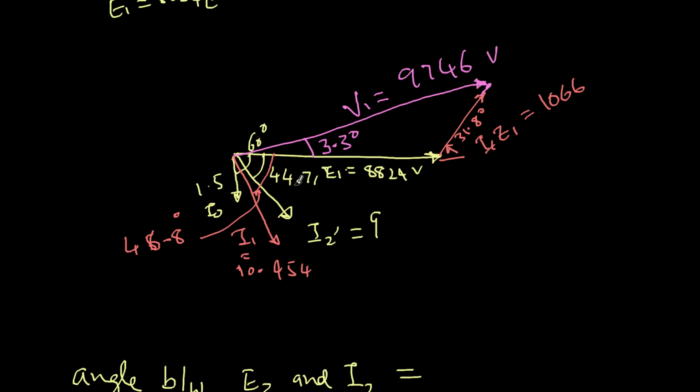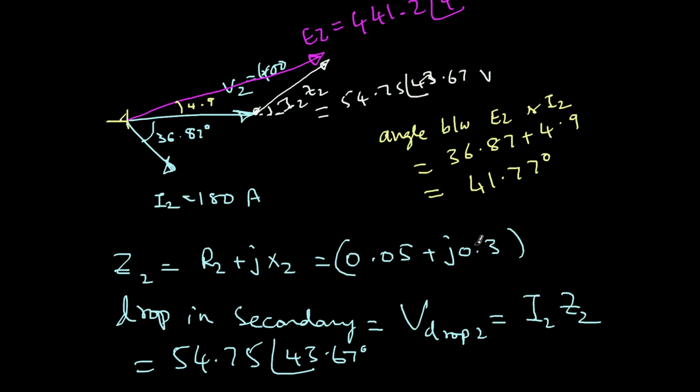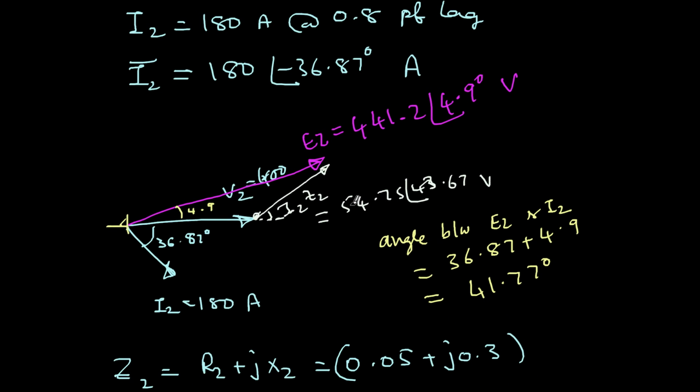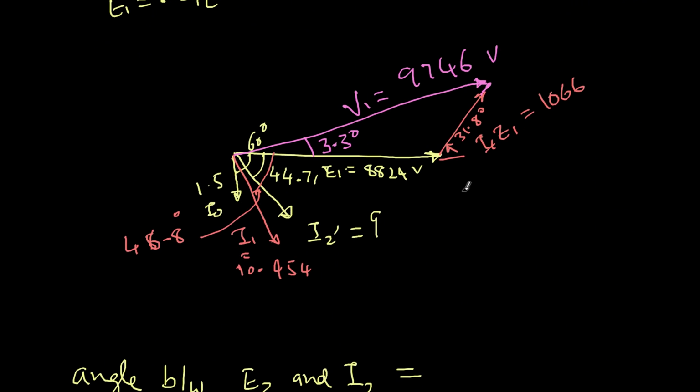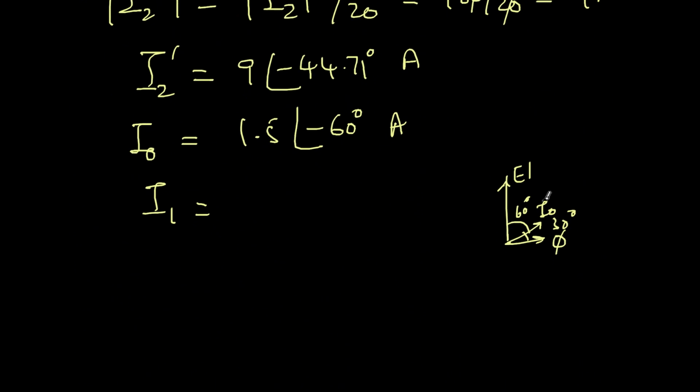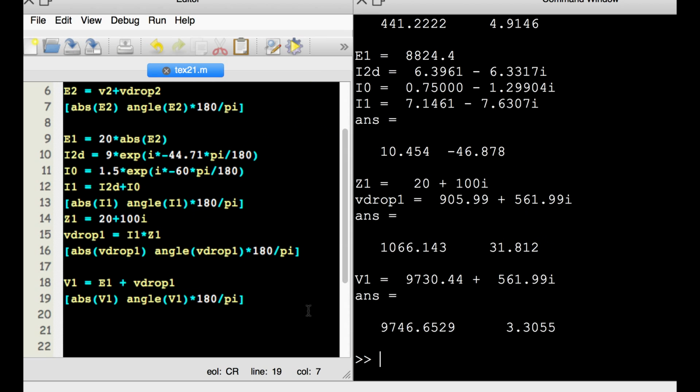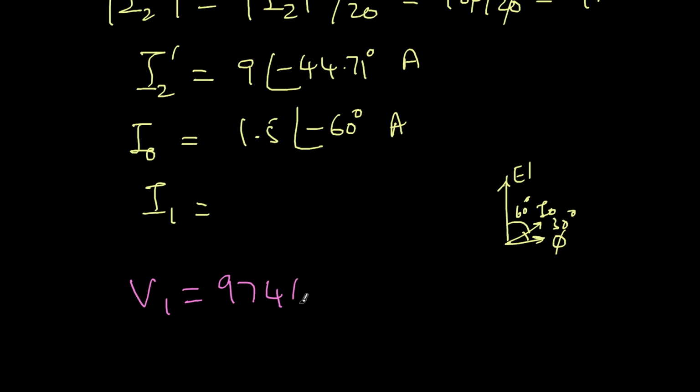Now I can attach this vector diagram to this vector diagram, and I can choose V1 as reference or V2 or whatever. I can attach these two vector diagrams and make one combined full vector diagram. But that exercise I'm not doing. So our objective was to find V1 and we succeeded. So V1 is 9746 at an angle of 3.3 degrees.